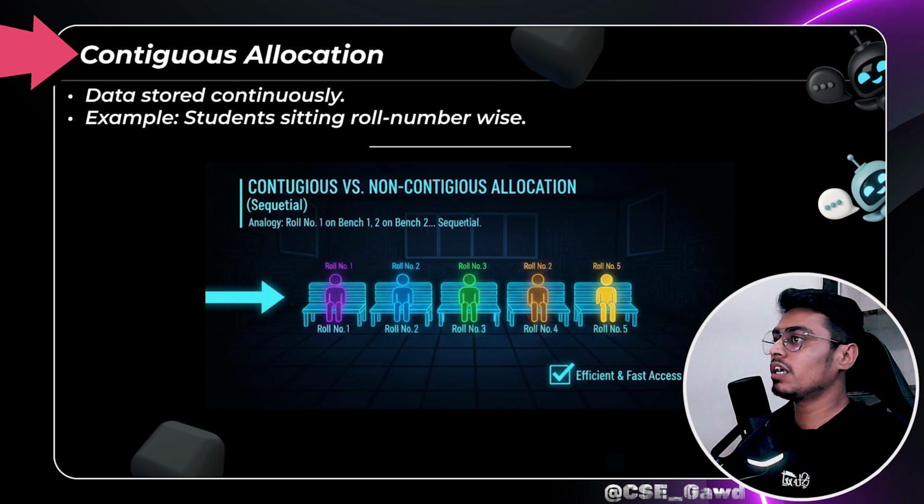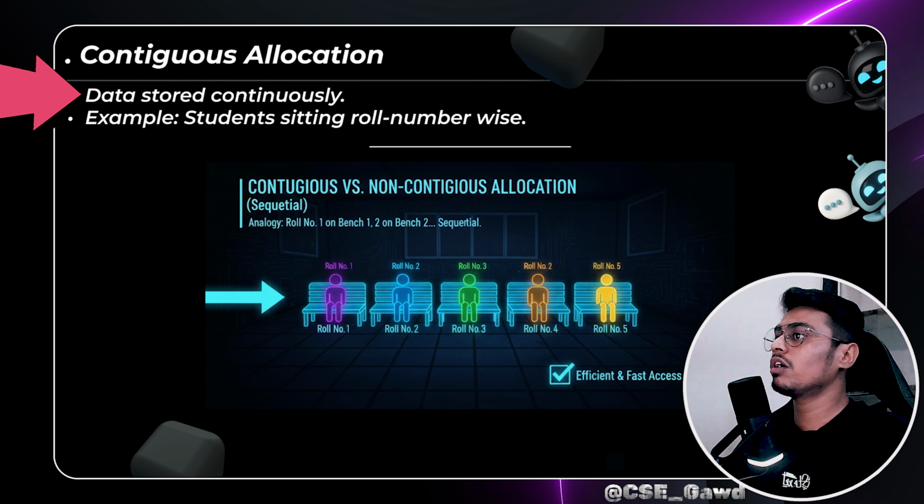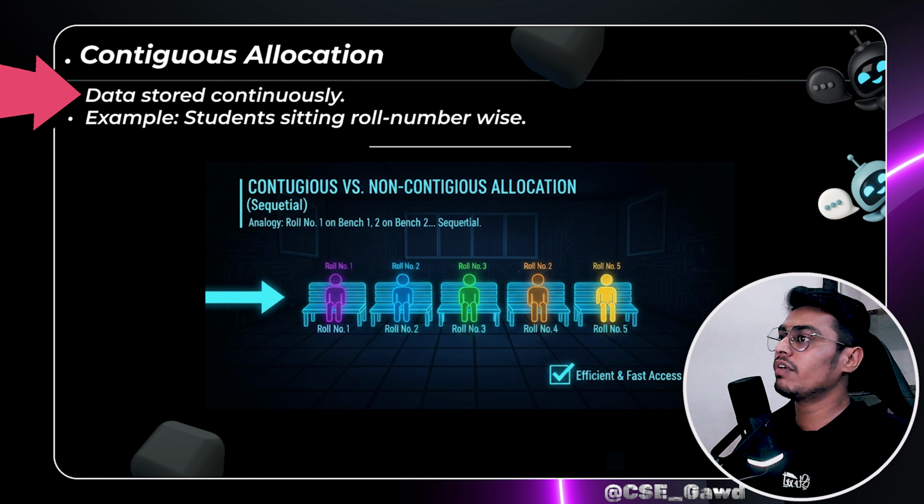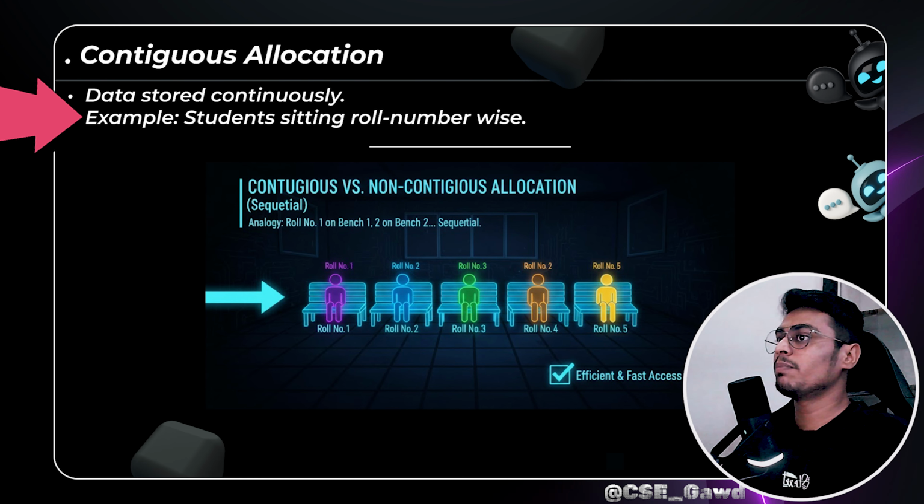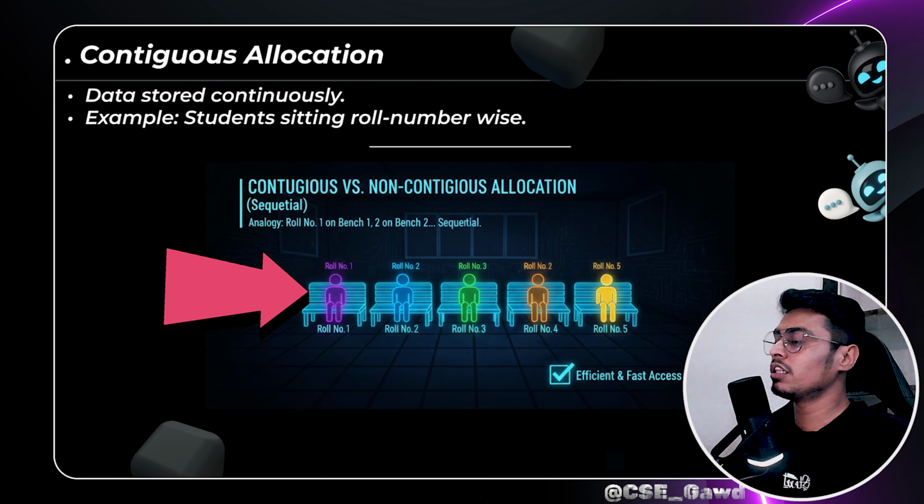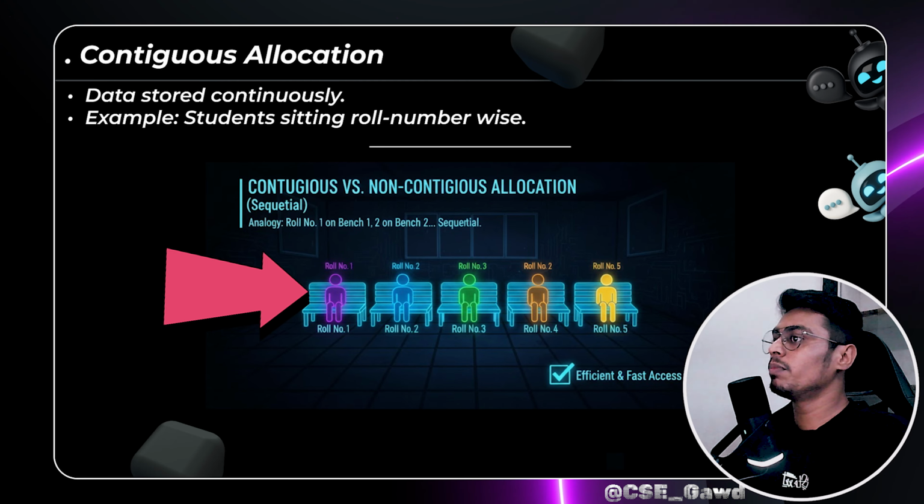Now let's start with contiguous allocation. As the name suggests, we are allocating memory continuously to the blocks of our file. The data is placed in a contiguous way in our storage. There is a simple example: we often tell students to sit roll number wise in the class. So roll number 1 sits on bench number 1, roll number 2 on bench number 2, roll number 3 on bench number 3. So it is allocated in a contiguous way.